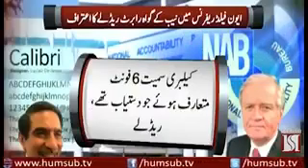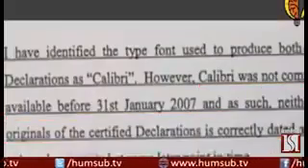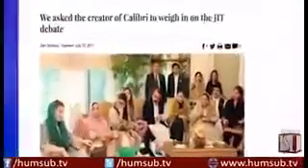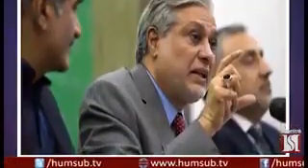A star witness in the supplementary reference case filed against Maryam Nawaz and Captain Retired Safdar in the Avenfield apartment case stated that the trust deed could have been made in Calibri font as it existed in 2006, but was available in limited quantity. However, what the witness fails to comprehend is that the font had not been made available to the general public.